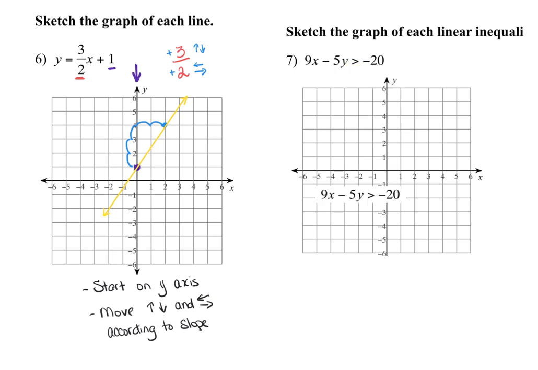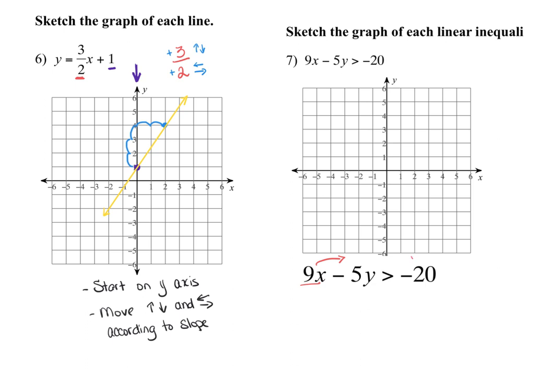And so I am going to move my x over and then divide by the number in front of my y. So I'm going to move this 9x over to the other side. Now remember, when I do that, it changes signs. So it's a positive 9x over here.